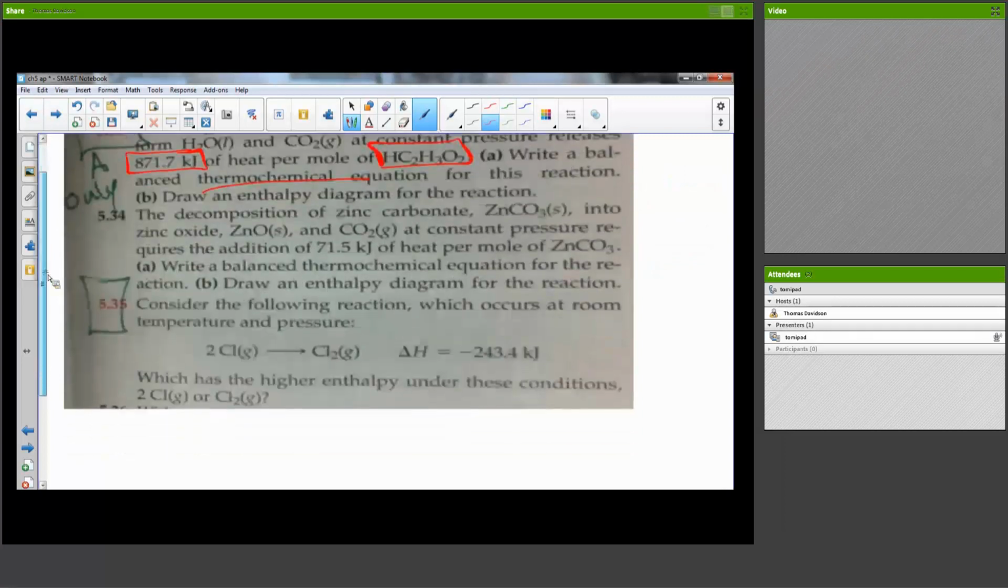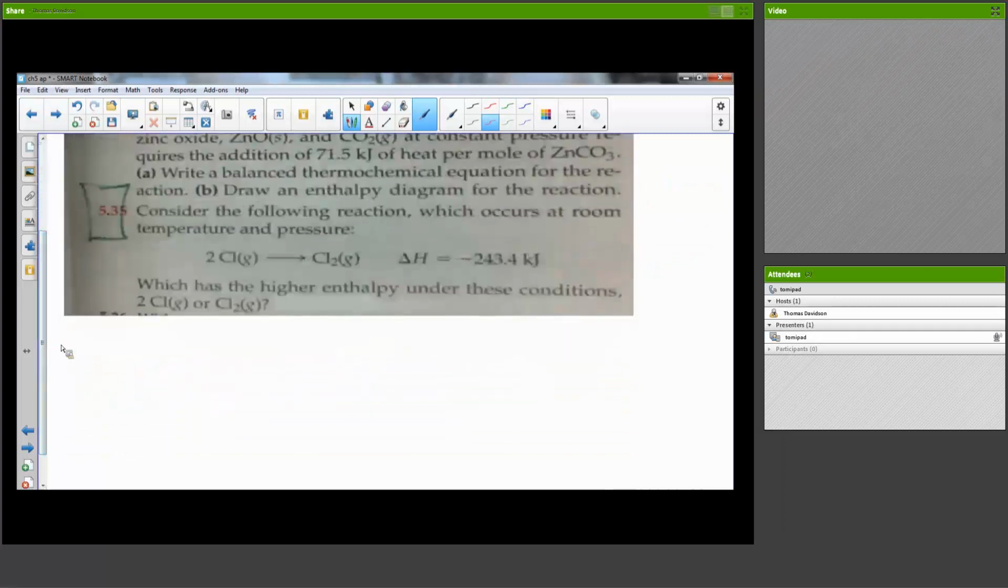All right, part C I would like you to read. Well, I'll read it. It says, consider the following reaction which occurs at room temperature and pressure. 2Cl gas goes to Cl2 gas. Our change in enthalpy is negative 243.4 kilojoules. Which has the higher enthalpy under these conditions? 2Cl or Cl2. I want you to talk with your lab partner, discuss that question, and come up with your best answer.